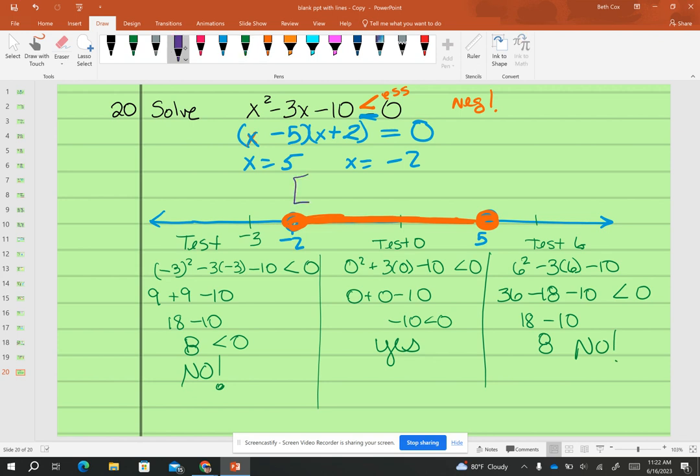This is bracket, negative 2, 5 with the bracket. And that's my number line. So this is my interval notation, and this is my number line.